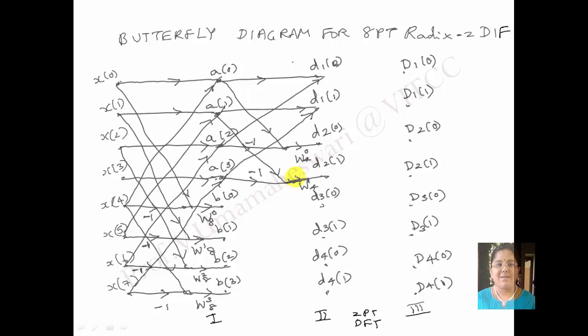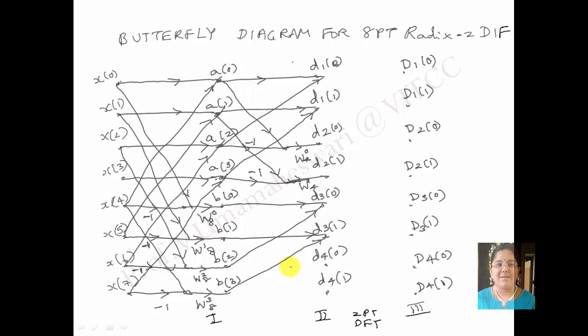The same way, actually, we can start drawing for d3 of 0 and d3 of 1. d3 of n will be b of n plus b of n plus n by 4. So d3 of 0 will be b of 0 plus b of 2. d3 of 1 will be b of 1 plus b of 3.